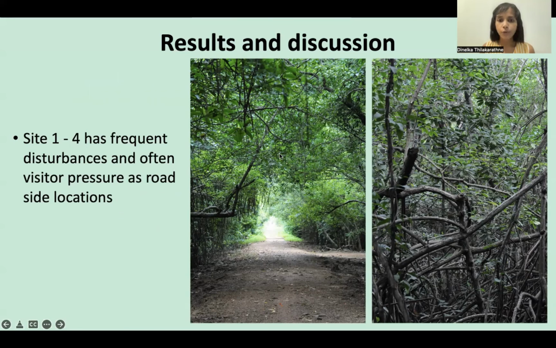In these two photographs, I want to highlight that this is where our disturbed locations were established, and this one is the dense mangrove forest where we established our least disturbed sites. This is the road network connecting the human settlements, and beside this road network we established the disturbed plots. We found that the abundance of crabs in these disturbed plots was relatively low compared to the dense forest because of anthropogenic activities and disturbance.